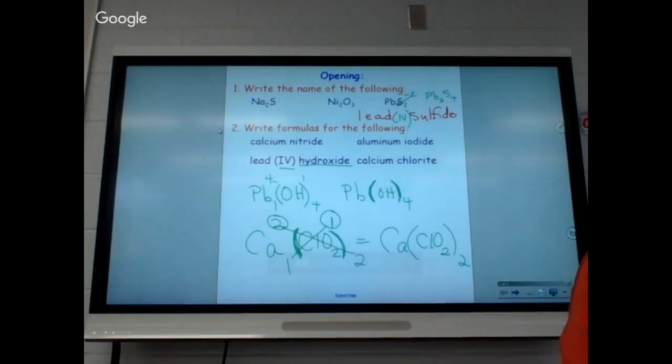On the back side, Ag, parentheses, NO3, close the parentheses. Now, the parentheses are completely optional. You do not have to have them because what number is outside? 1. So you could just write AgNO3 there. Okay? That's what I'm talking about where the parentheses are not needed because the number outside is a 1.